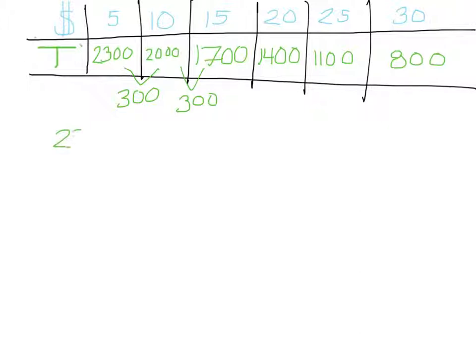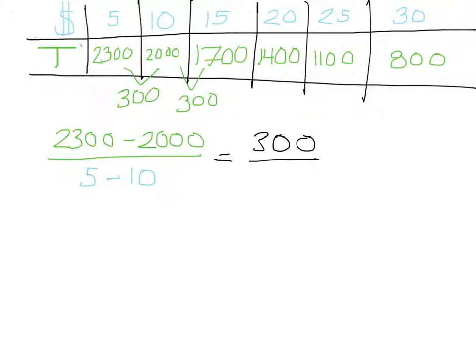Let's do 2300 minus 2000 over 5 minus 10. Where we're getting this from is ultimately the slope formula. We're taking y2 minus y1 over x2 minus x1. If we simplify that, we get 300 all over negative 5, and that's going to be equal to negative 60.